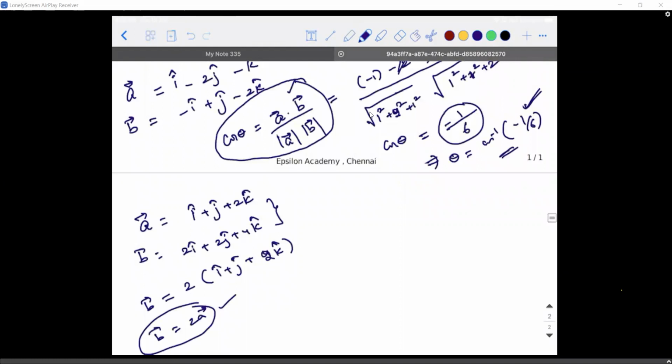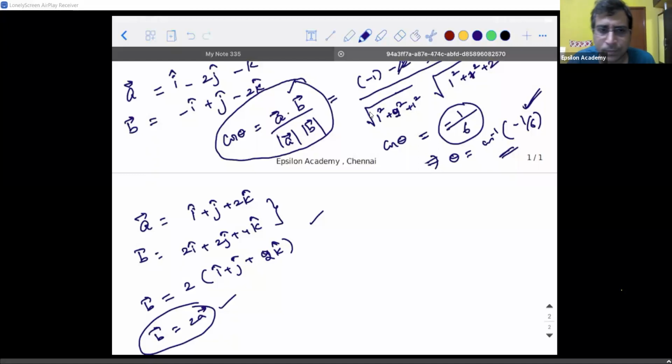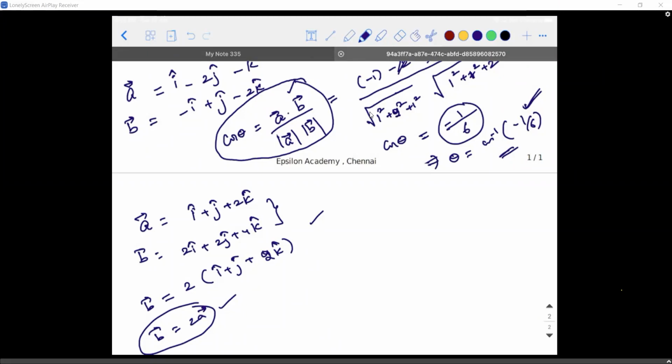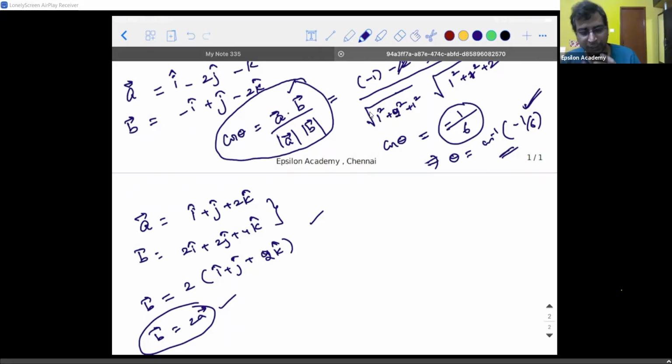Yes, sir. Sir, but I have one more doubt. Here, in the B vector, every number is positive. Now make the numbers negative also. It will work. It will come as -2. Okay, okay.